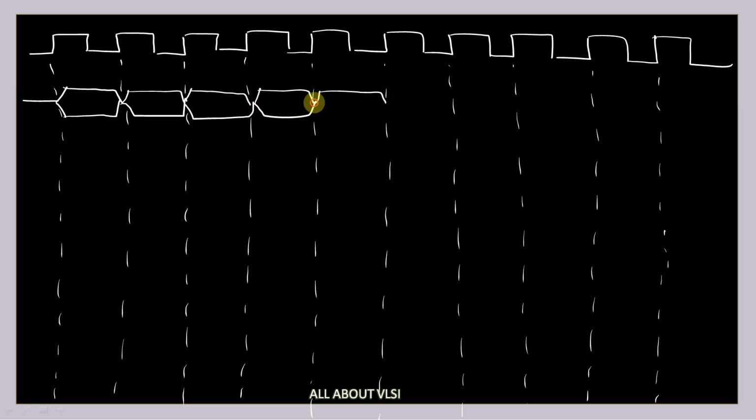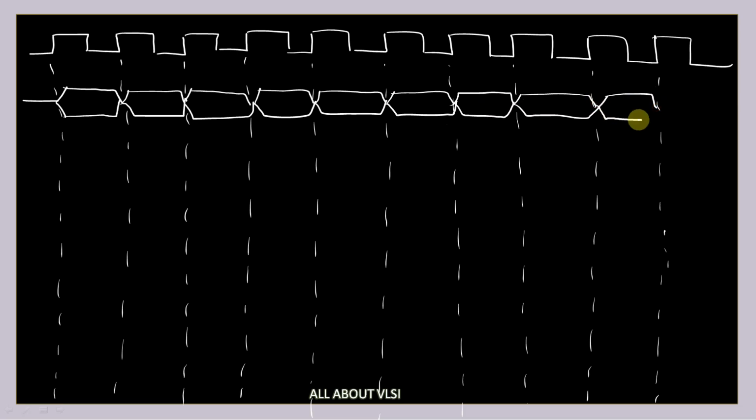Then 1 and 2, and again 0, 1 and 2. So this is my mod 3 counter: 0, 1, 2, 0, 1, 2, 0, 1, 2. Now this is my counter.